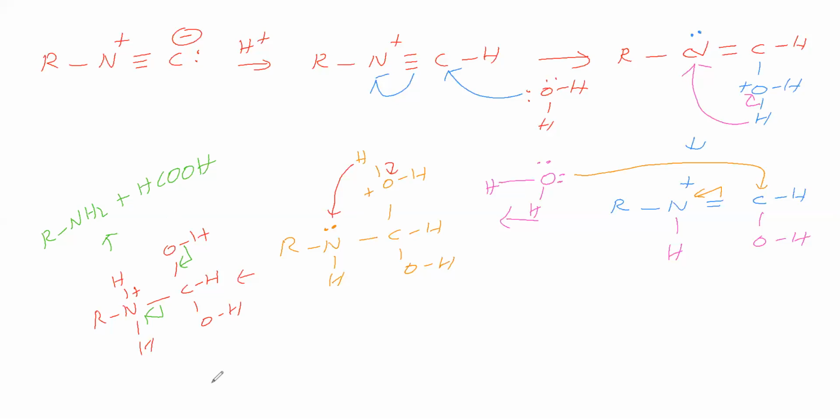Now C2H5NC isocyanide on hydrolysis in acidic medium gives C2H5NH2 and formic acid, we can say. Okay, next we'll take cyanide. Cyanide undergoes hydrolysis in acidic medium to give carboxylic acid and ammonia. Because of acidic medium, NH3 becomes NH4 plus.